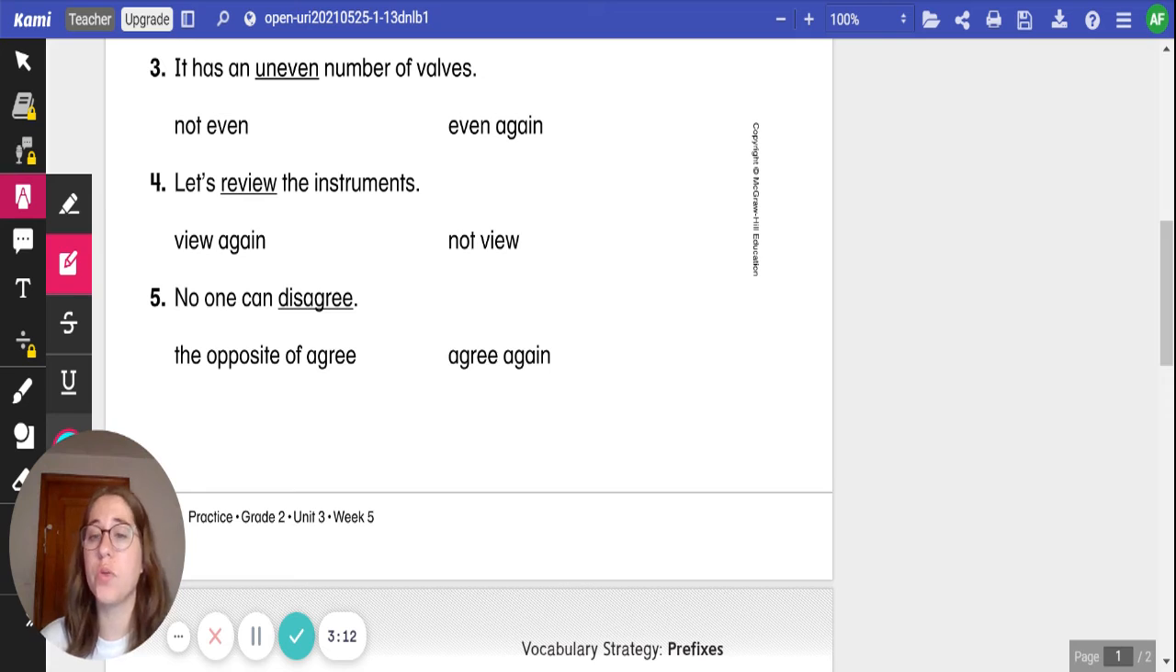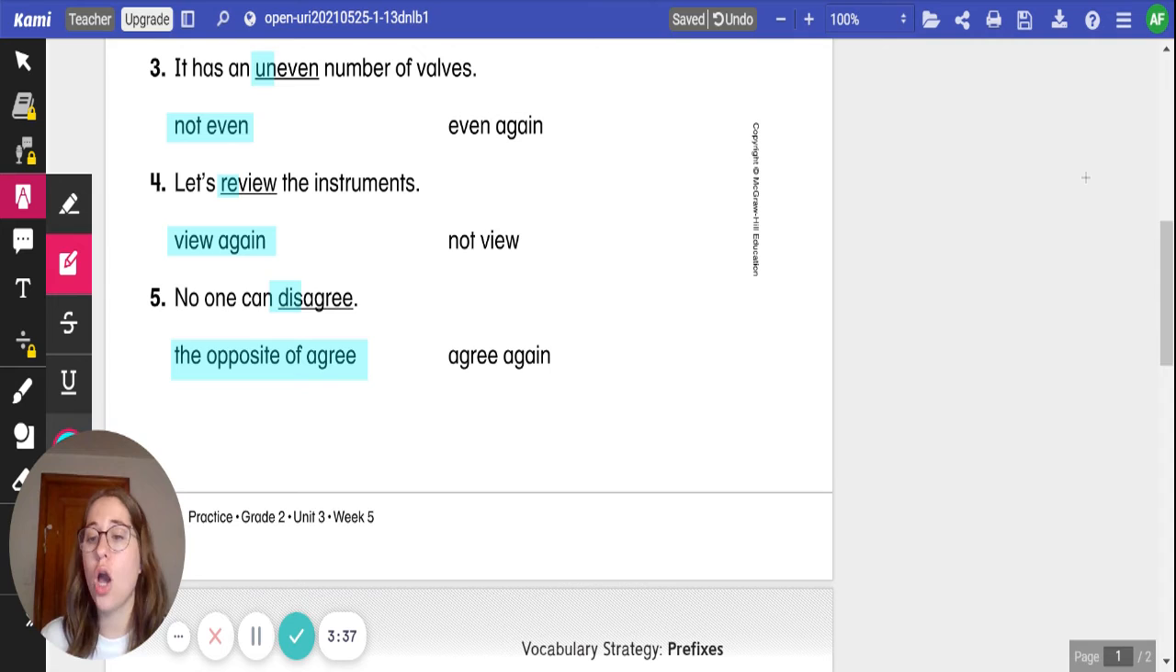Number 4, let's review the instruments. Review is our underlined word. We need to find the prefix and the meaning of the word review. Does it mean to view again or to not view? And number 5, no one can disagree. Our underlined word is disagree. Find the prefix and find the meaning. Does it mean the opposite of agree or agree again? When you're ready to review them, click play.